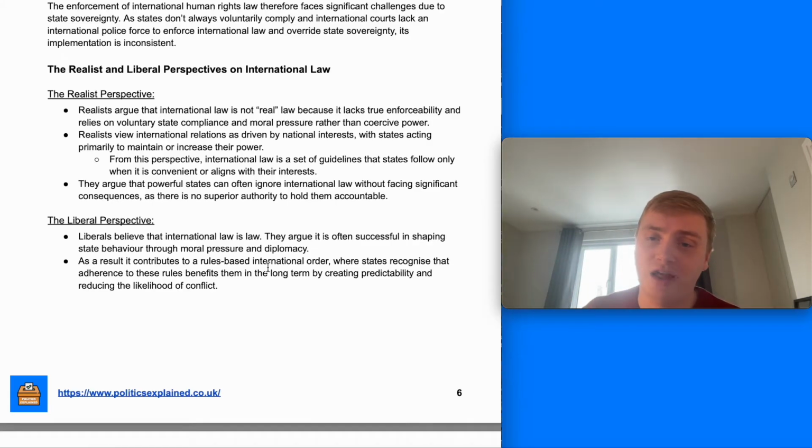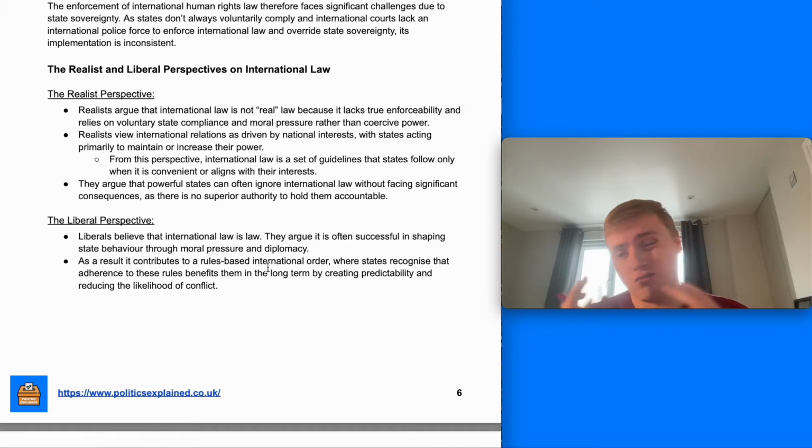So very much disagreement on the importance of international law between realists, who argue it's not real law and has very little impact, and liberals, who really argue that it is important and is successful in shaping state behaviour.